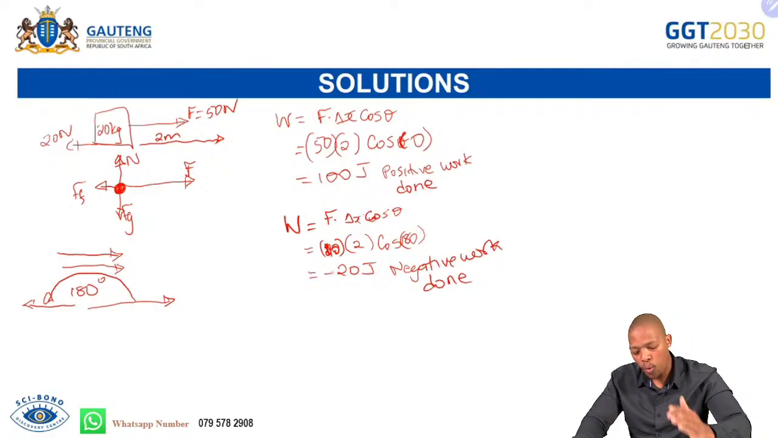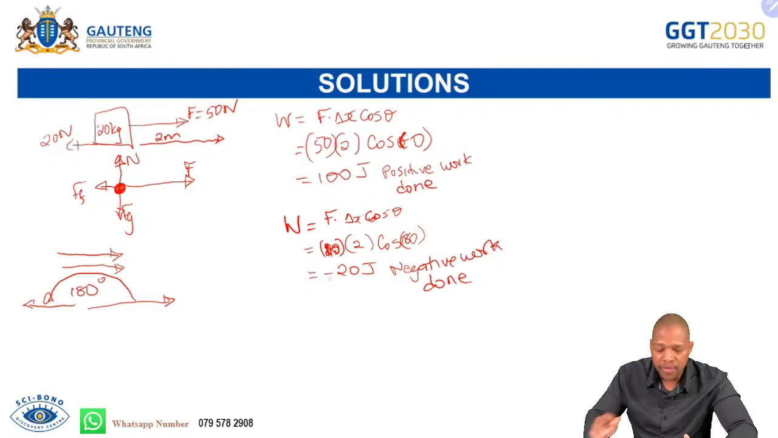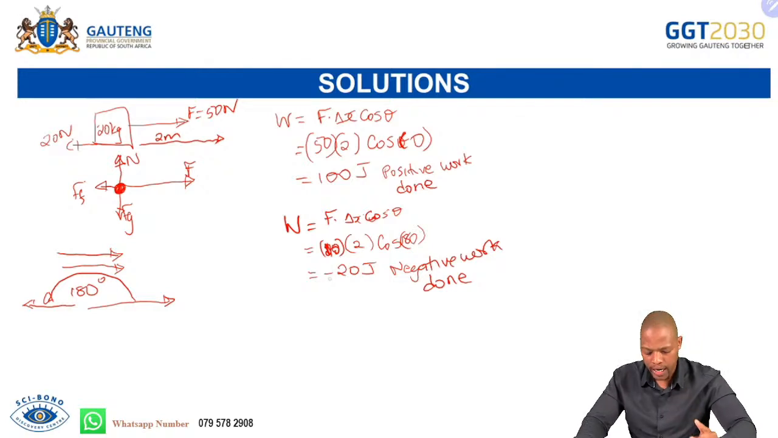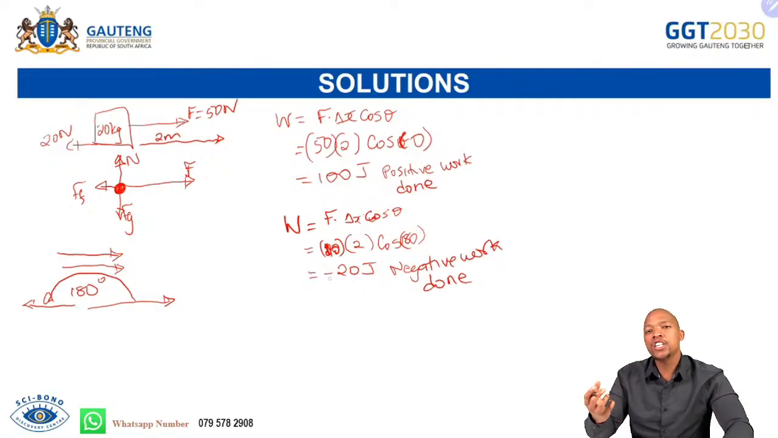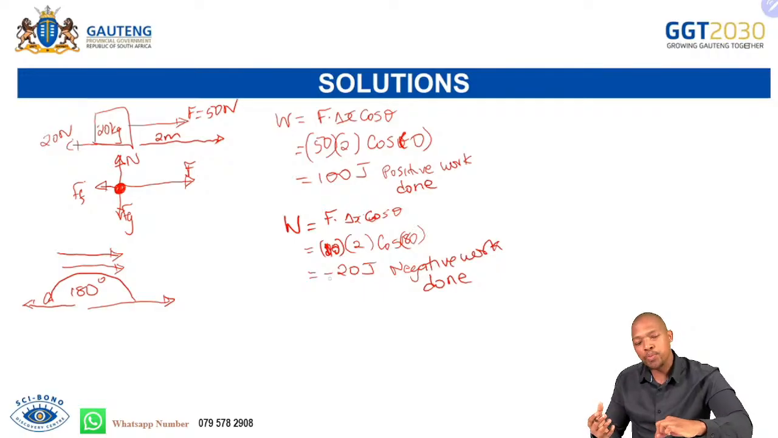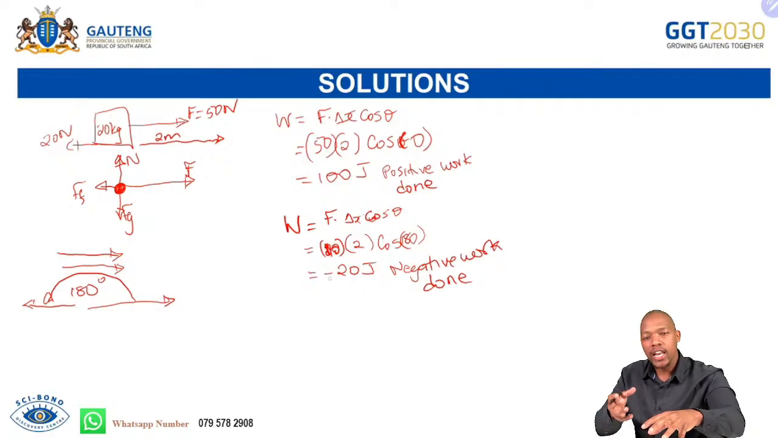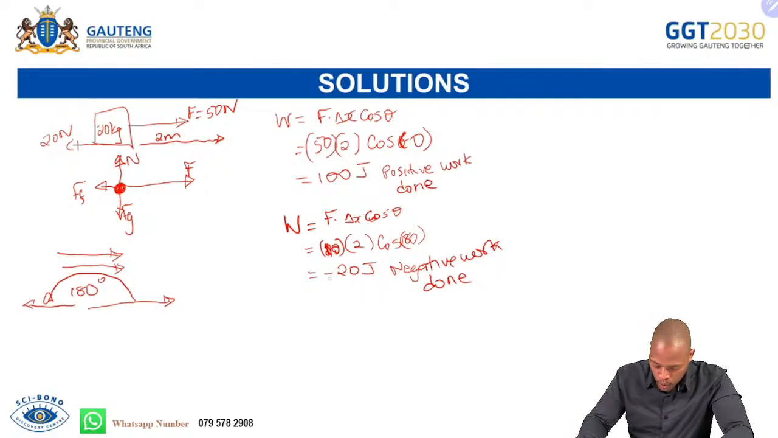You would remember that work is a scalar quantity. It has no direction. So this negative here does not indicate the direction of the frictional force. No, this negative here is indicating that the energy is being taken away from the system in this case. While there it was positive, it was indicating that the energy is being put into the system. Positive work done on the 100, negative work done on the 20 joules, right?